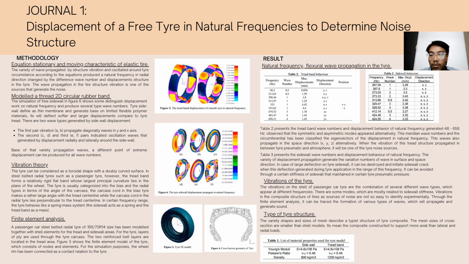The variety of shapes of the mesh describes the type of tire structure composite. The mesh size of the cross section is smaller than the shell models. It means the composite is constructed to support more axial than lateral radial loads, so the tire will be stronger and not easily go flat.